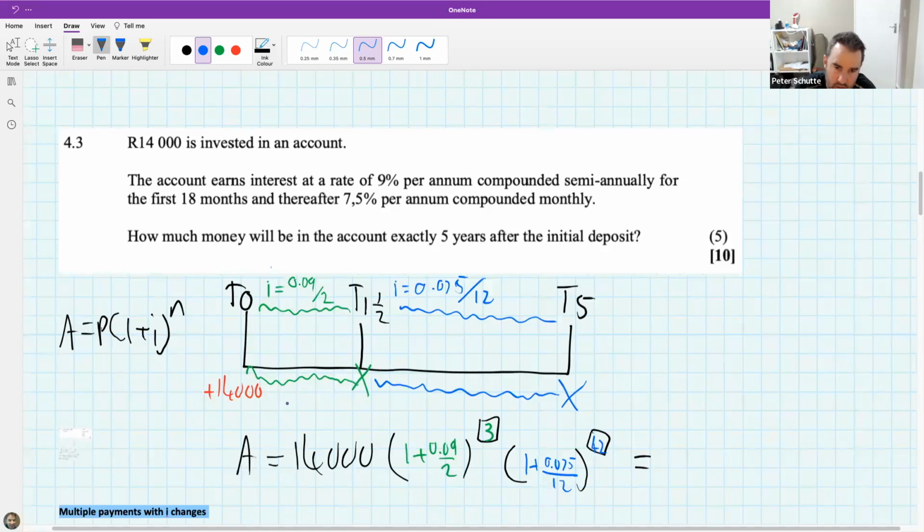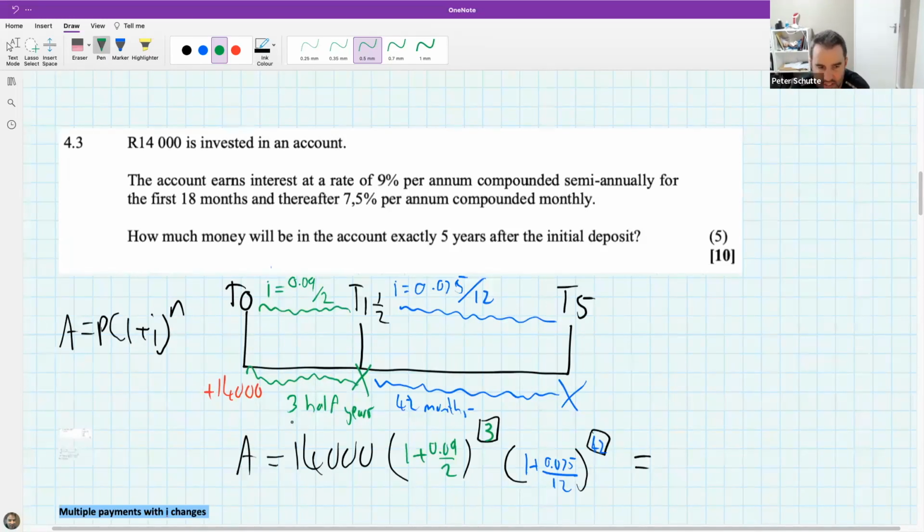So here, the n should be 3, and here the n should be 36. But remember, this is 36. Sorry, not 36. This is 42 months, and this is 3 half years or semi-annuals.